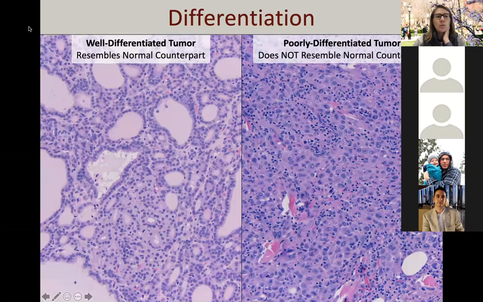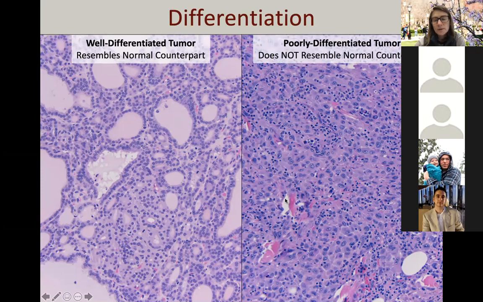So we tend to describe tumors as being either well differentiated or poorly differentiated, simply meaning do they resemble or not resemble their normal counterpart. So you may be able to tell on the left that this tissue is thyroid. So this is a well-differentiated thyroid lesion. It resembles normal thyroid tissue.